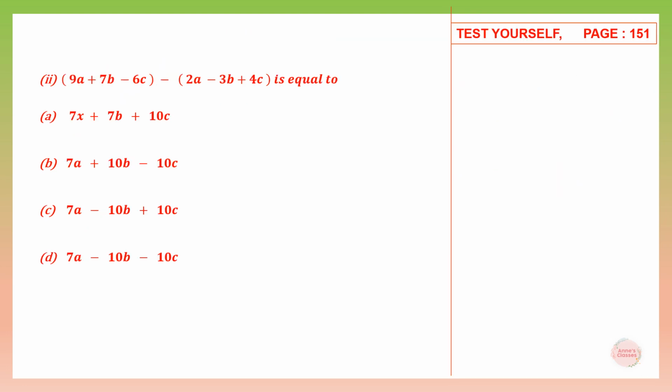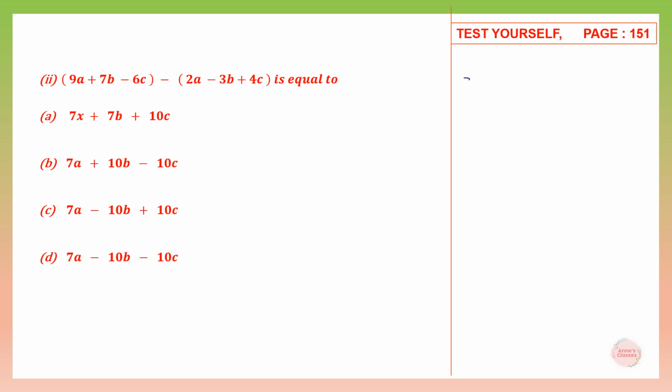Question 2. So here we have a polynomial. Here also we have a polynomial. Now we're going to work this out. The first one remains the same, but the second one has a minus sign before it. That means the sign of all these will change. So let's open brackets and write down.